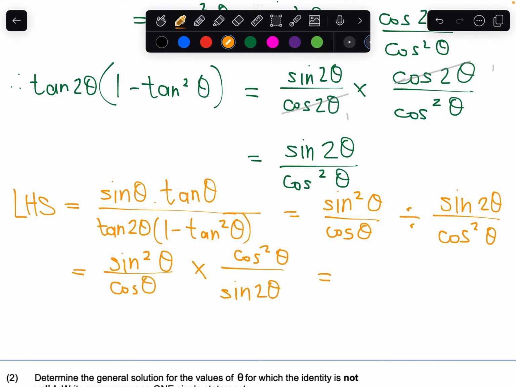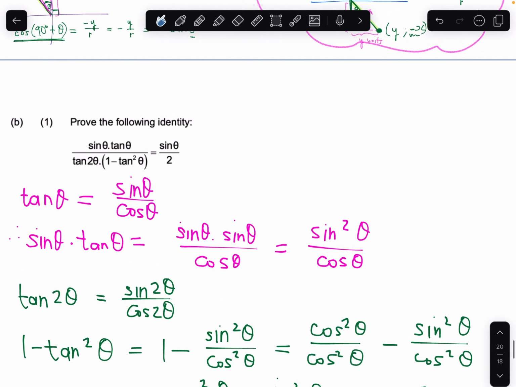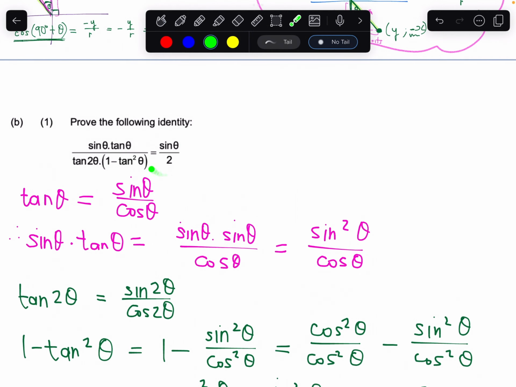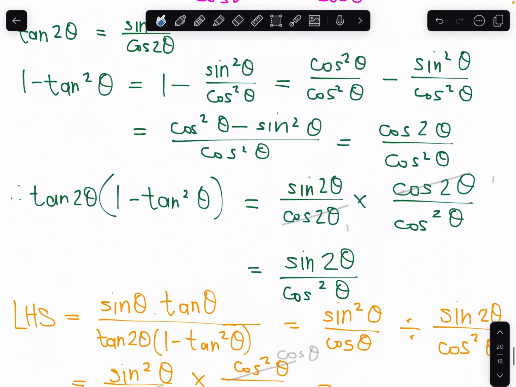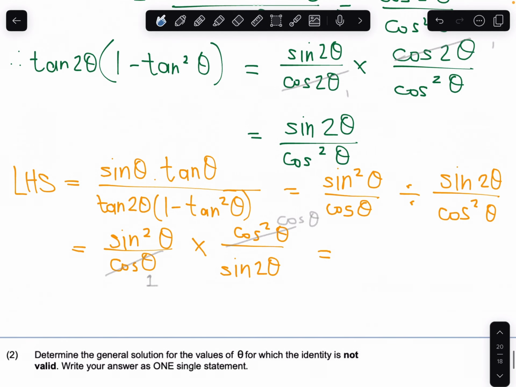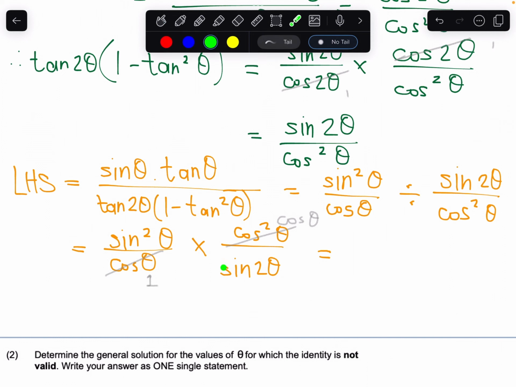Okay, and this goes in itself once and goes in here. Remember, cos squared theta is just the same as cos theta times cos theta, so we'll just be left with cos theta up here. And then remember we're working towards sine theta over 2, so we want to cancel a bit more. So I am going to rewrite this in terms of theta instead of 2 theta.